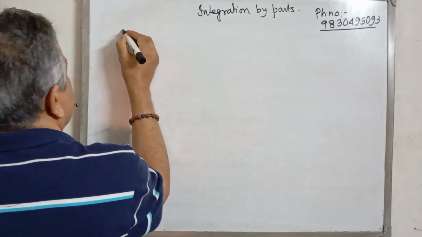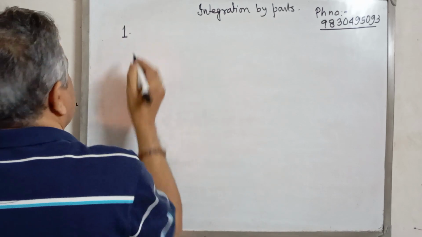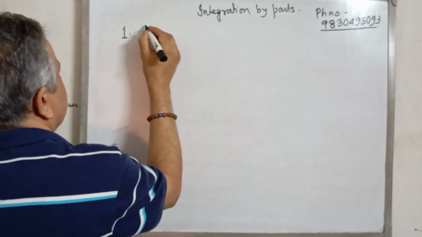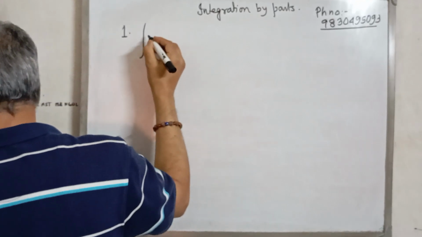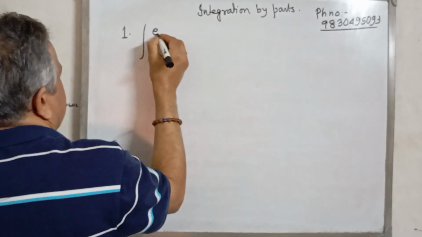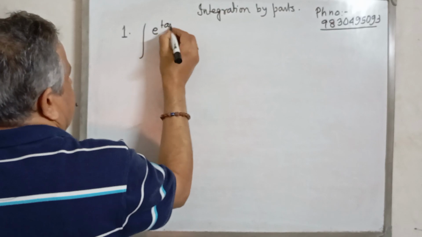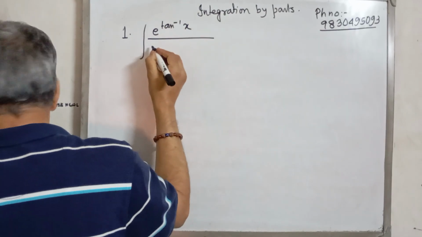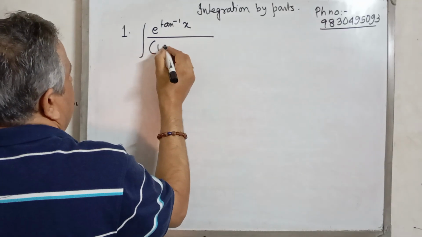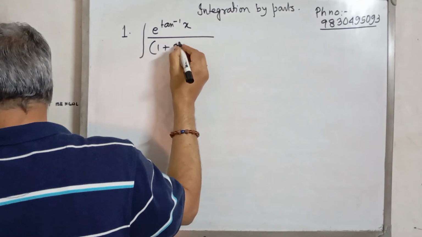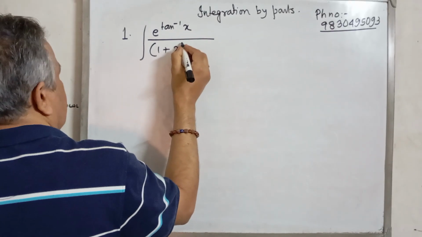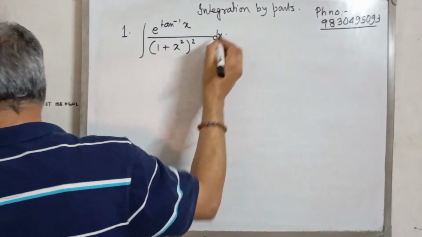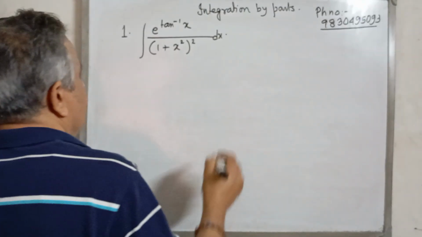Number one problem today. This is a very big sum. Integration of e to the power tan inverse x by (1 plus x square) whole square dx.